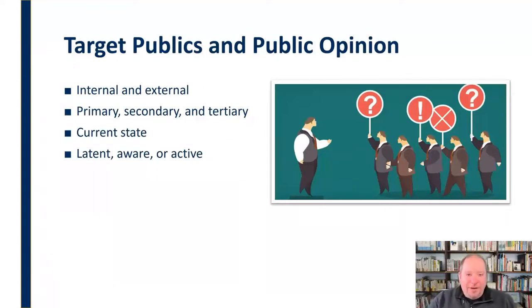But active, obviously, is that next step from aware. Once you become aware of an issue, then you're moved to take action on that problem or that opportunity. Now you're in that active audience. Okay, so every public is going to fall into one of these three categories, either latent, aware, or active. And we need to establish which of these publics, the primary, secondary, and tertiary, where are they on that scale?